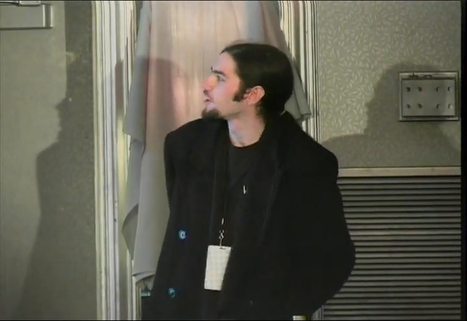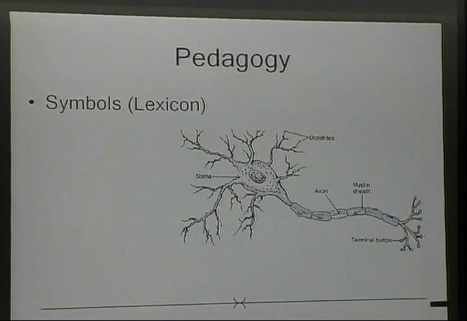See, pedagogy would be the understanding of how we learn, and the most primitive concept of how we learn is through symbols. Right here we have an axon and a dendrite, but what are some kinds of symbols that we might use? Like alphabet, perfect. What's the first thing that a child learns?